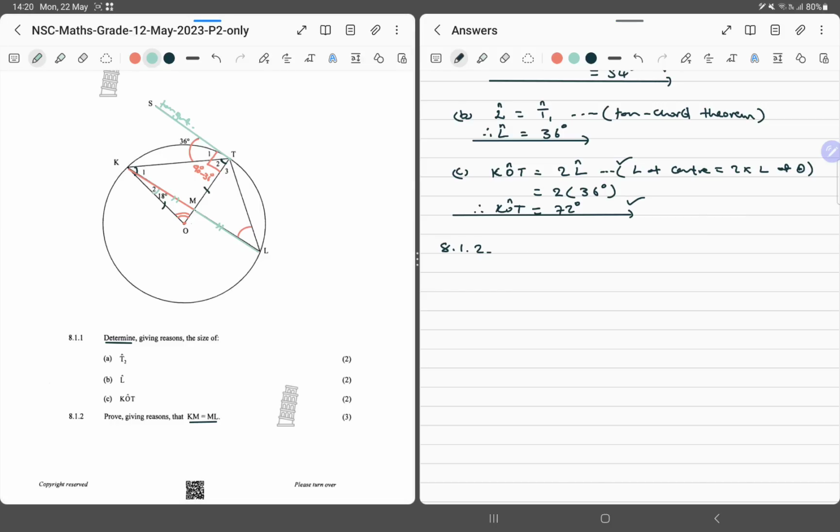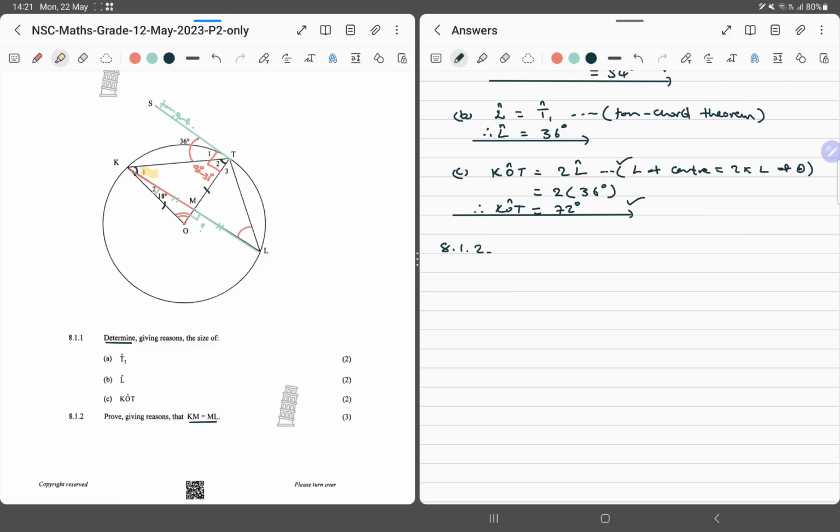We want to prove that those two are equal, but remember this OT is a line from center. This KL is a chord. So how can we bisect a chord into two with a line from the center? It is only when this is proven to be 90 degrees, right? How do we prove that? We prove it like this.